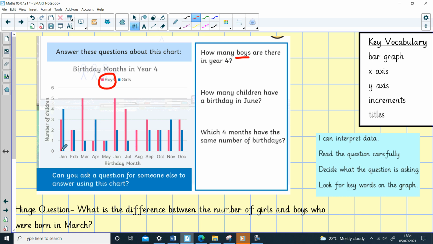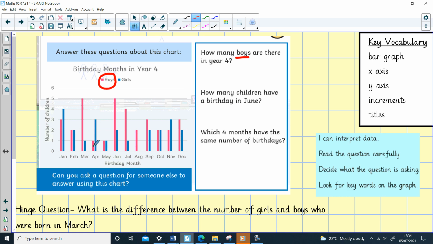So each boy is one increment. So I've got to add up all of the pink bars. So in January there were 3 boys, then 2 in February, that makes 5. Then in March another 5 boys were born. So far I've got 3, add 2, add 5, which is 10.